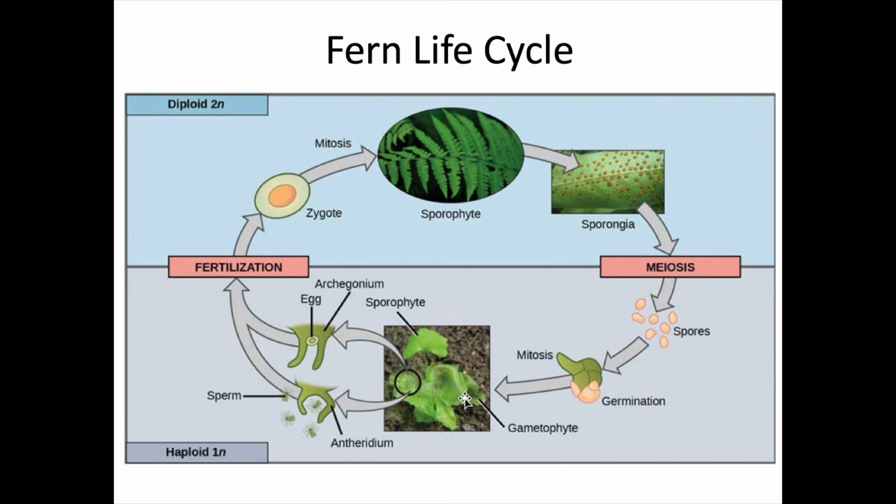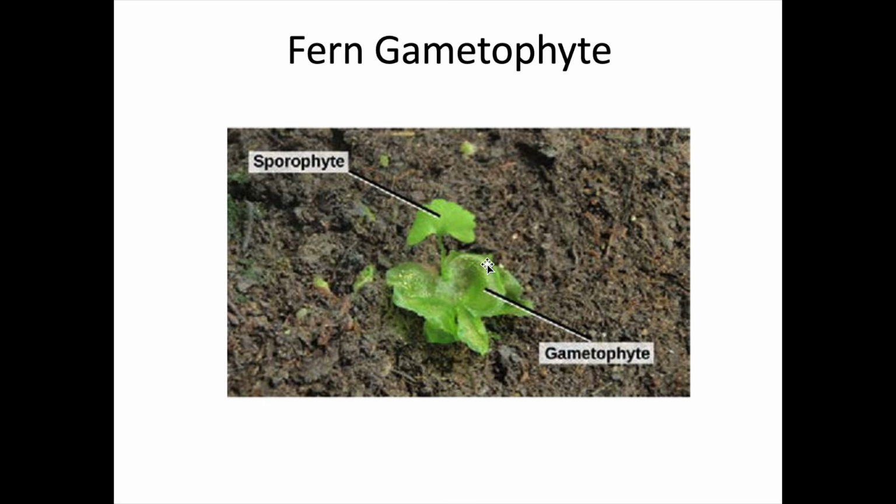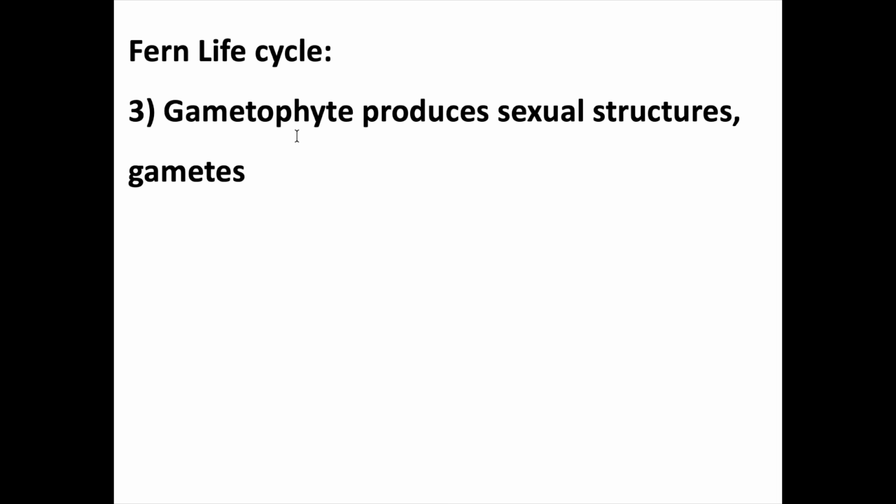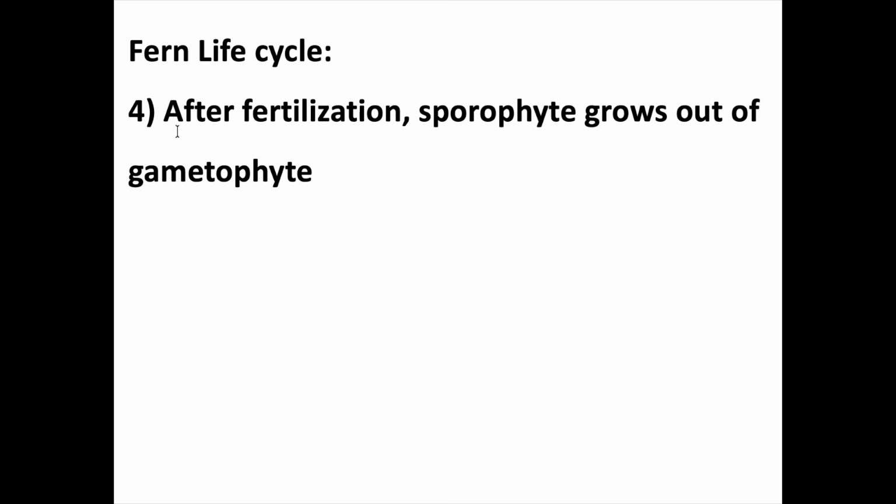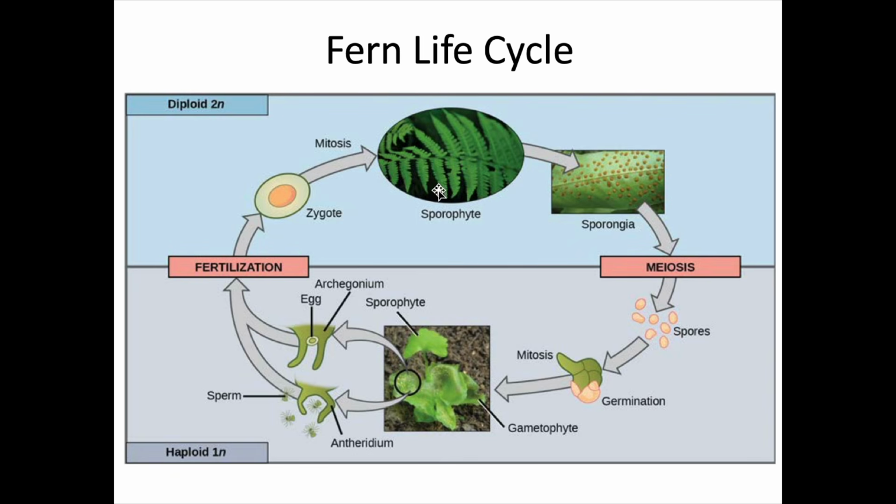Now, within that gametophyte, we're going to have egg, we're going to have sperm, they're going to come together, and you're going to get a sporophyte. The sporophyte grows out of the gametophyte wherever that fertilization happened to occur. So gametophyte produces sexual structures and gametes, of course, and after fertilization, the sporophyte grows out of the gametophyte. So again, pretty typical haplodiplontic life cycle, just a couple of different things. So that's all I want to say about seedless vascular plants.